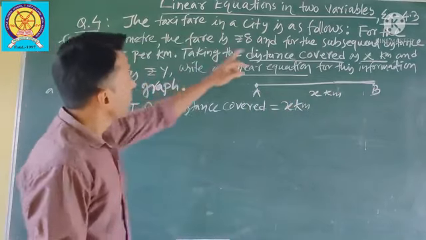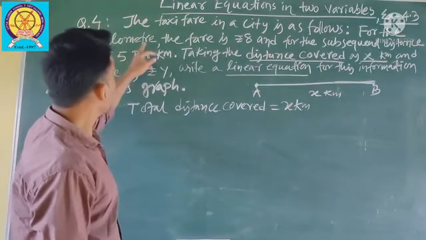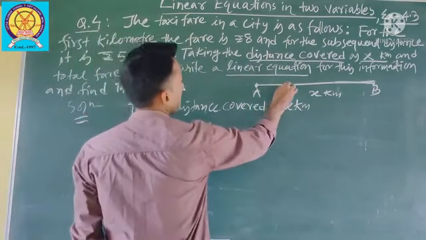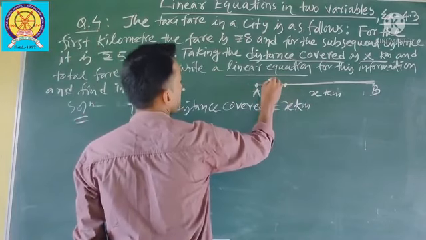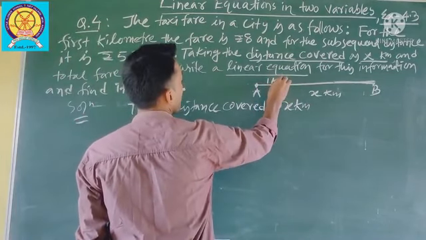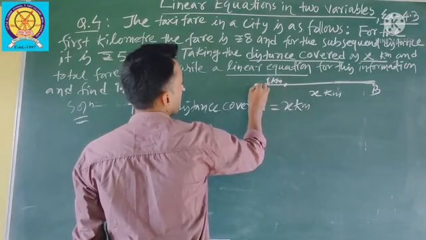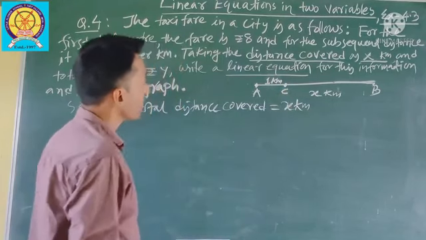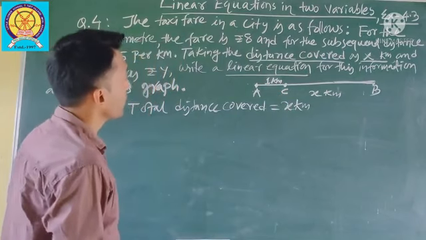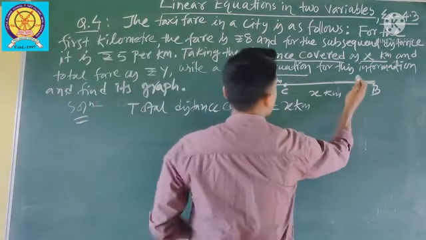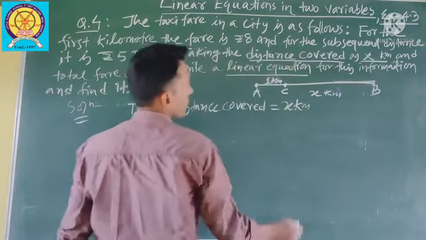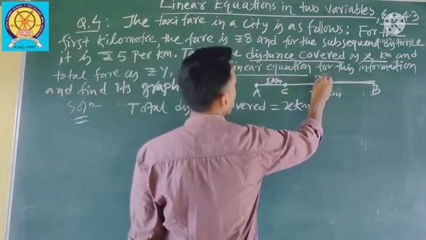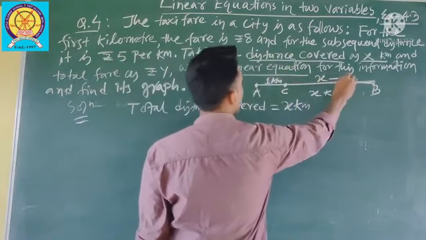Now you see, for the first kilometer, for example, you take up to here, the distance is 1 kilometer. From here to there, for example from C, the distance is 1 kilometer. The remaining distance, how much? The remaining distance is the total distance, you subtract this 1 kilometer.